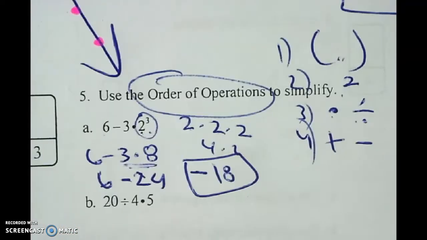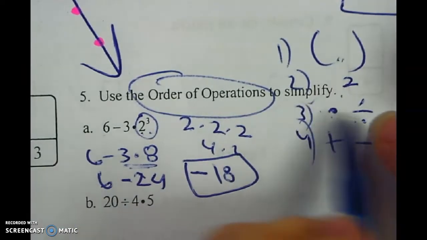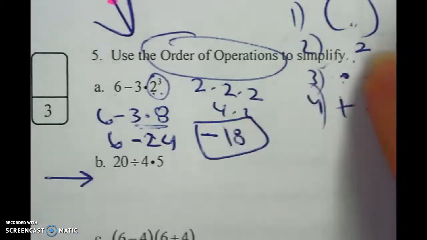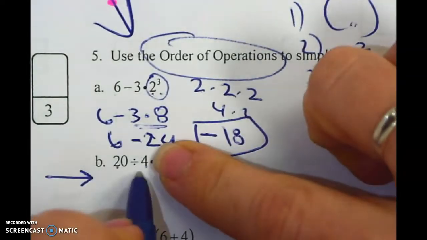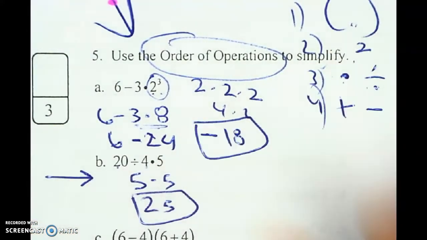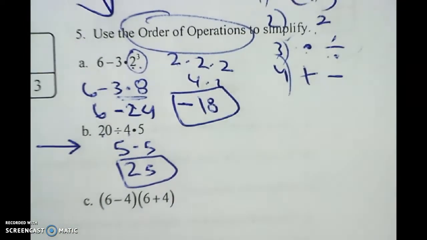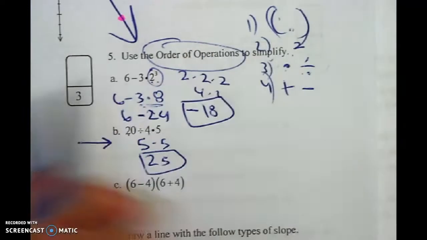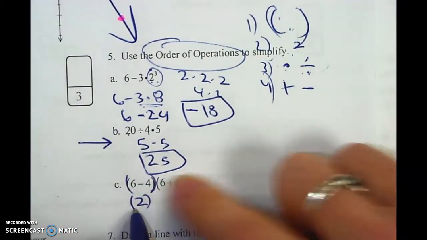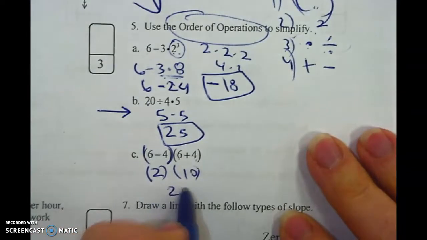Now, let's do the next one. In the next one, parentheses, nope. Littles, nope. Multiply, divide, yes. So how do I know what to do first? Go left to right. So 20 divided by 4 is 5 times 5 is 25. Okay, let's go to the next one. Let's zoom it out a little bit so we can see. First thing, parentheses. 6 minus 4, 2. 6 plus 4, 10. Now when we have parentheses, all we got to do is multiply.